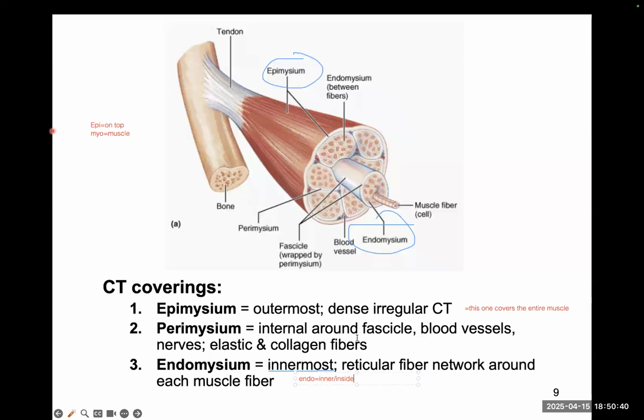So you see the innermost CT covering is the smallest one, on the microscopic level, and it goes around each muscle fiber. One of the fascinating things about human anatomy is that when you start cutting into different areas, you start to see this trend that many things are organized into threes. So in this case, you have epimysium, perimysium, and endomysium.